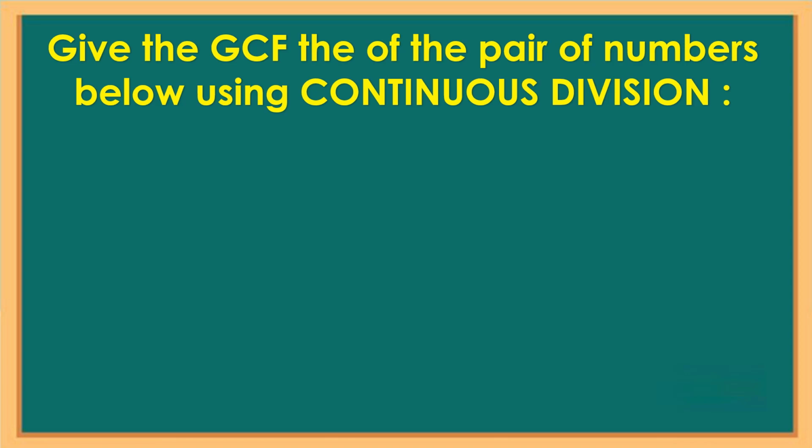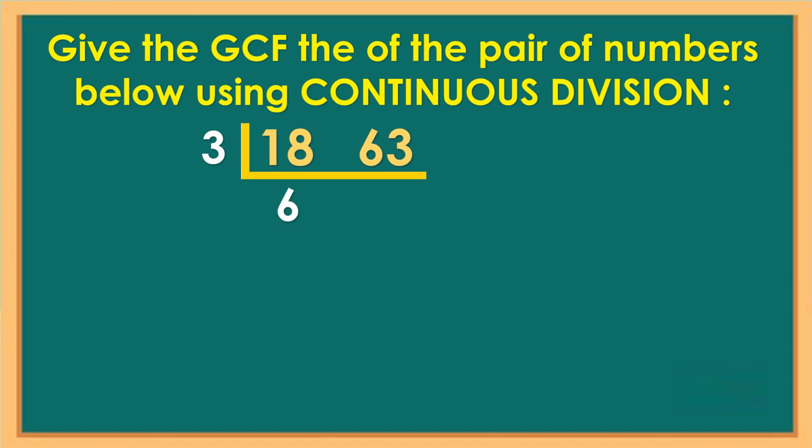Using continuous division for 18 and 63, we will use prime numbers or prime factors of 18 and 63. 18 and 63 are both divisible by 3, so we will divide the two by 3. 18 divided by 3 is 6. 63 divided by 3 is 21. We can see that 6 and 21 are also divisible by 3, so we will divide them again by 3. 6 divided by 3 is 2. 21 divided by 3 is 7.